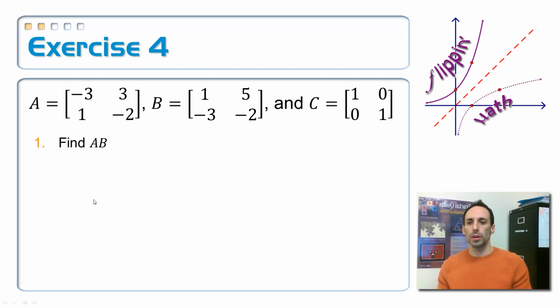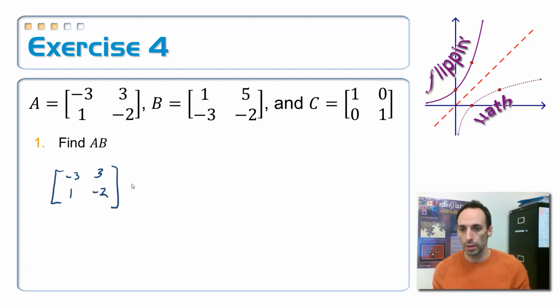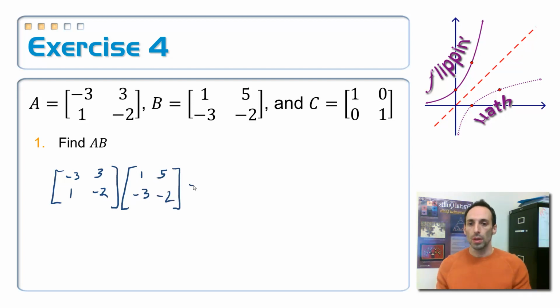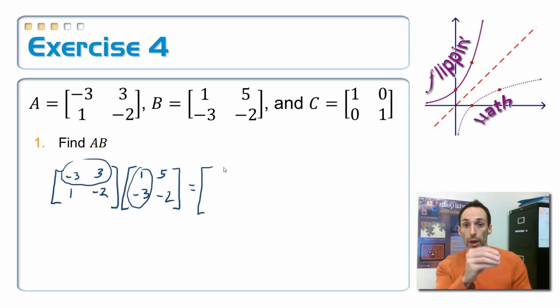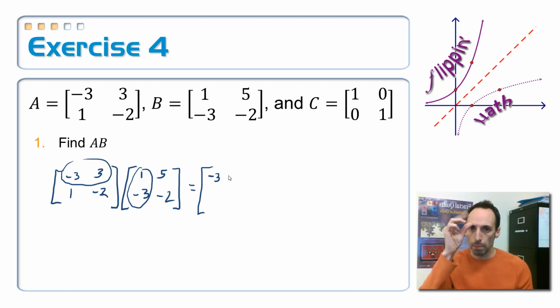So let's find the product AB. So I'm going to write down the matrix again, -3, 3, 1, -2, and I'm going to multiply that times the matrix 1, 5, -3, -2. Okay, when I multiply these, it's a row times a column. I'm going to take this first row, multiply it times the first column, and add up the entries. Okay, so I'm going to go ahead and write the steps down again. I know whenever you're doing these, you might multiply and add them up in your head. That's okay, but I want you to see the steps at first.